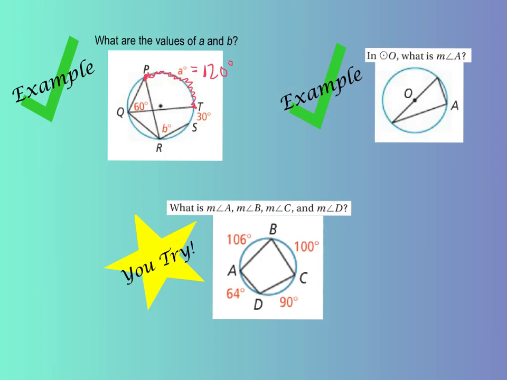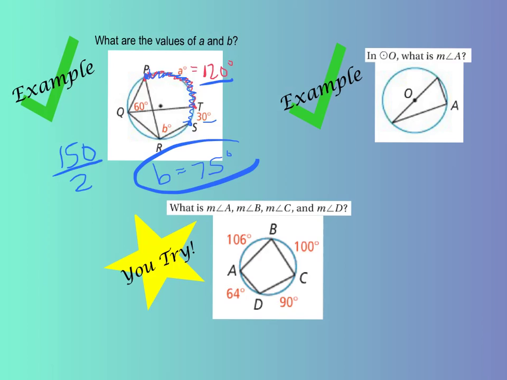Now we also know that B is PRS, which means the intercepted arc for B starts at P and goes to S and includes everything in between there, which means the 120 and the 30. So the measure of this arc is 150 degrees. But in order to get our angle, we need to divide that in half. So we know that B is equal to 75 degrees.